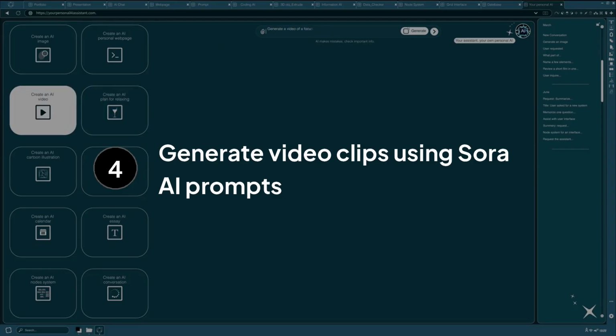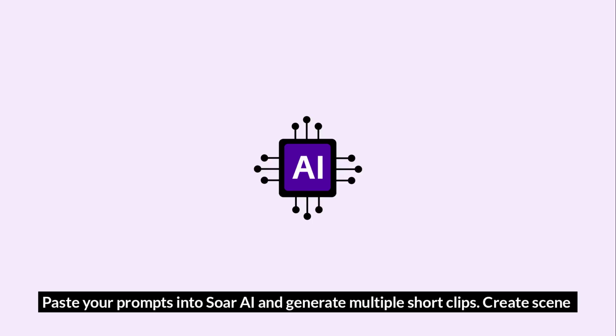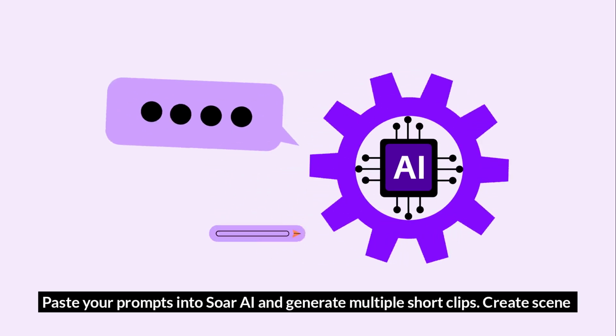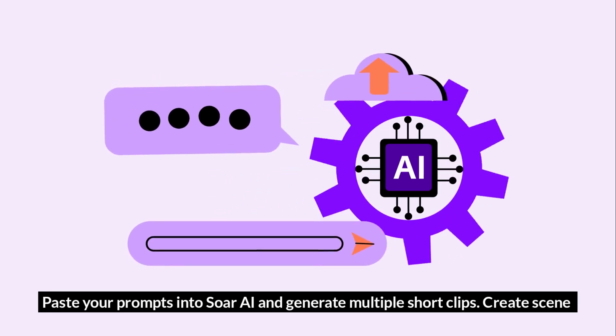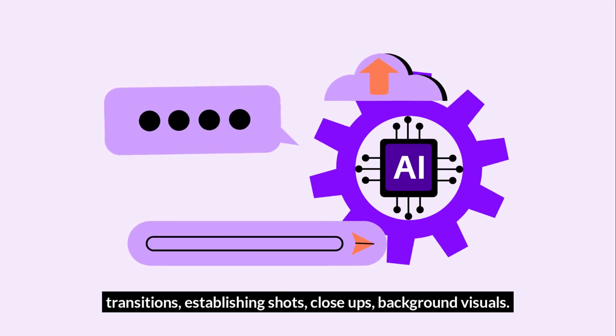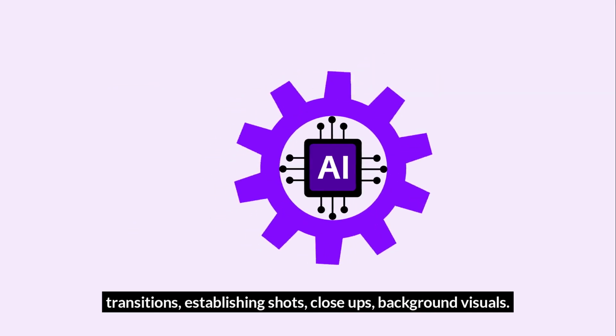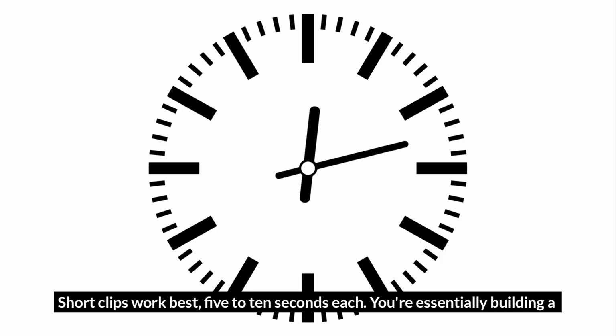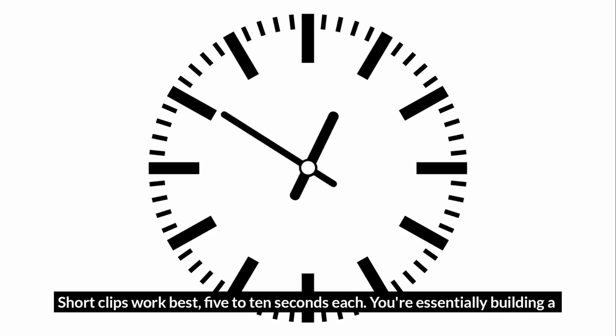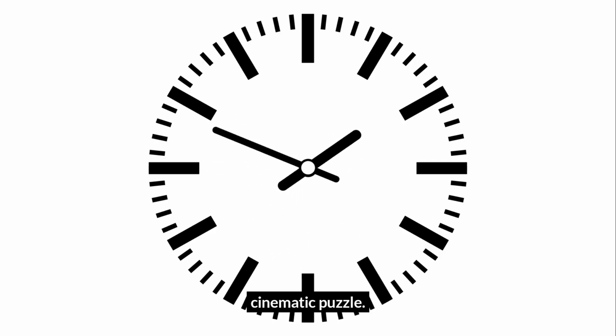Step 3. Generate video clips with Sora AI. Paste your prompts into Sora AI and generate multiple short clips. Create scene transitions, establishing shots, close-ups, background visuals. Short clips work best, 5 to 10 seconds each. You're essentially building a cinematic puzzle.